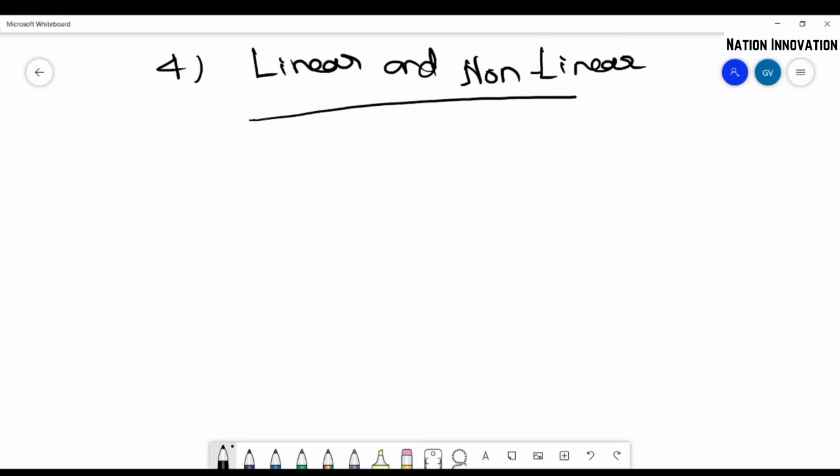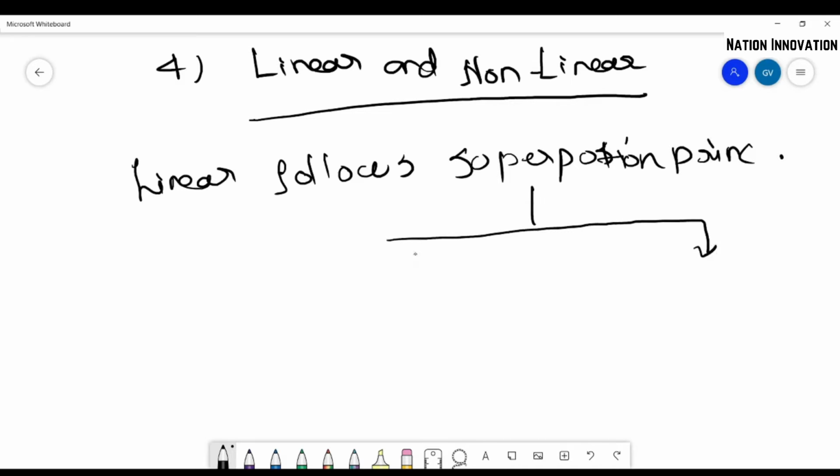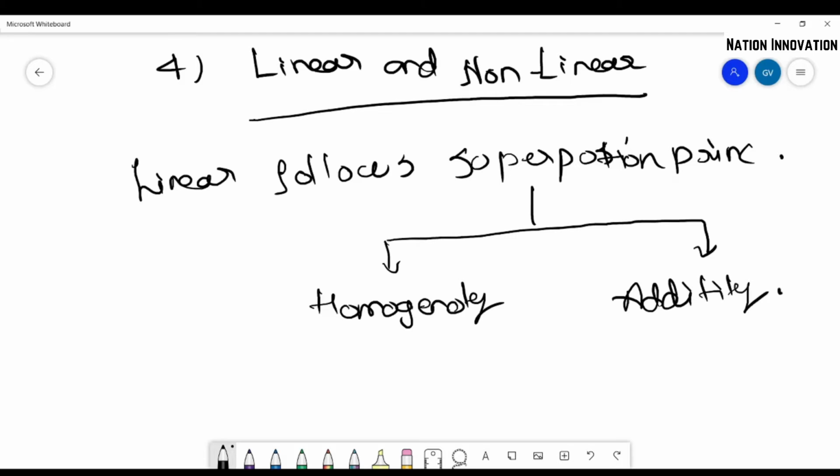Okay, so basically we know that linearity follows the superposition principle. The superposition principle comprises two properties. The first one is homogeneity and the second one is additivity.